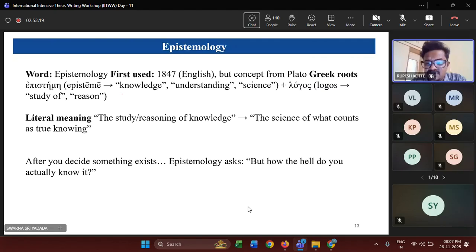So it is not that my belief is true knowledge. It's not that my feeling is true knowledge. It's not that my opinion is true knowledge. What constitutes true knowledge is epistemology. After you decide something exists, epistemology asks, how do you actually know it?